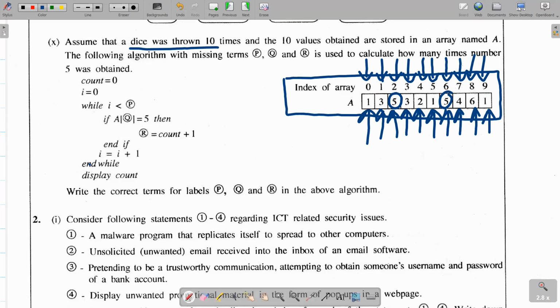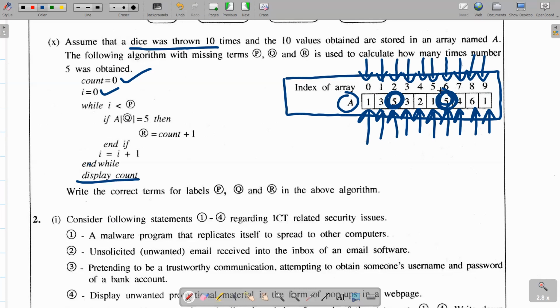Right. So what they are trying to do is explain an algorithm to count the number of fives inside this array, which is A. To do that, they have taken a counter and a variable called I. Since they are displaying the count at the end, the number of fives, the count needs to be increased whenever they find a 5 inside the array.